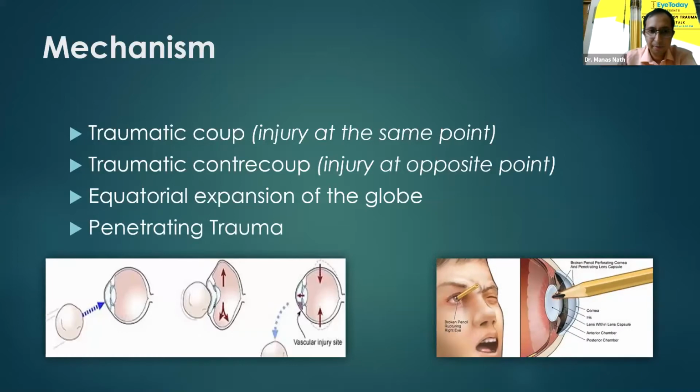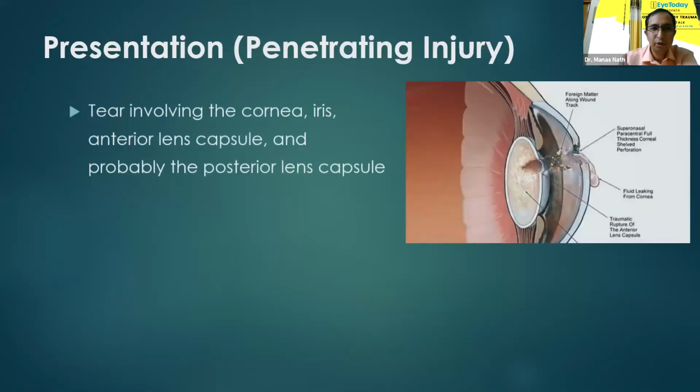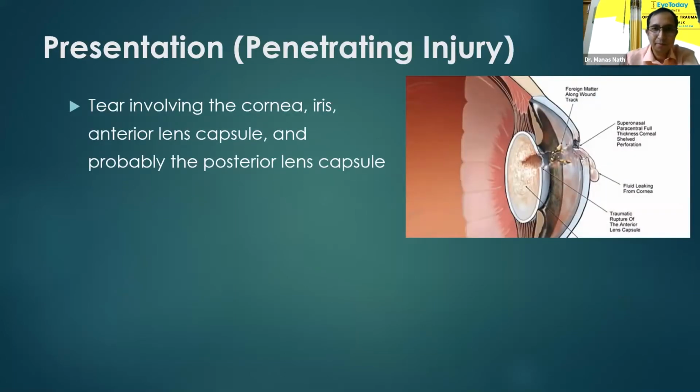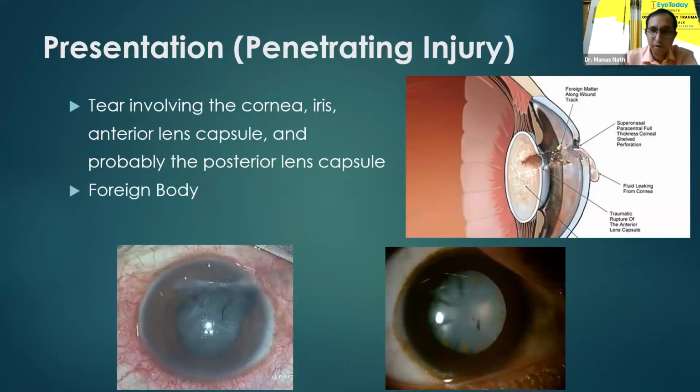And penetrating injury as well, the mechanism you can see in this picture. So a patient with penetrating injury can present with a tear involving either the cornea, sclera, even iris, and anterior lens capsule, and sometimes there can be a rupture of the posterior lens capsule. There can be intraocular foreign body as well. In the picture on the left side, you can see an eyelash in the anterior chamber, and on the right side, you can see an intralenticular foreign body with early signs of siderosis.